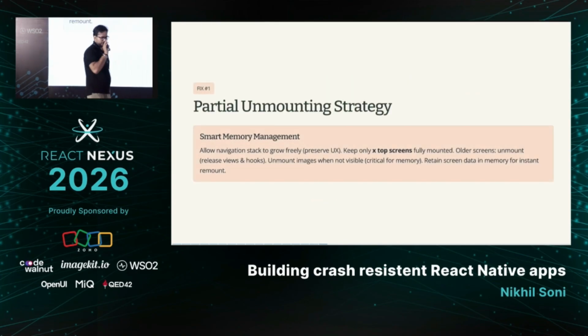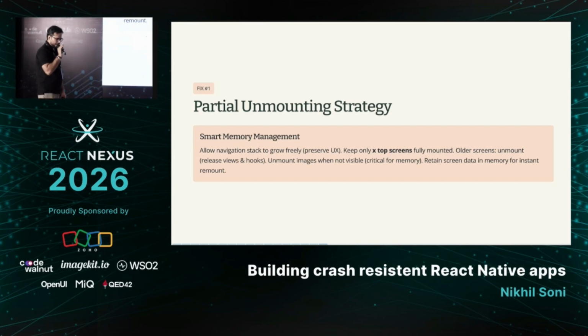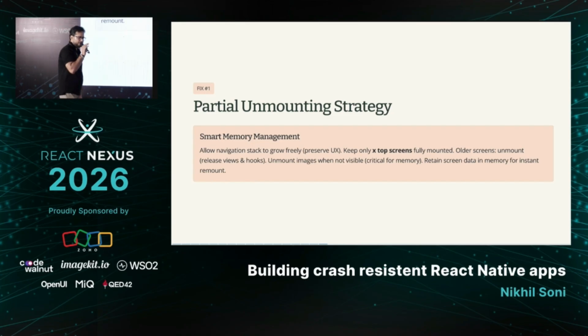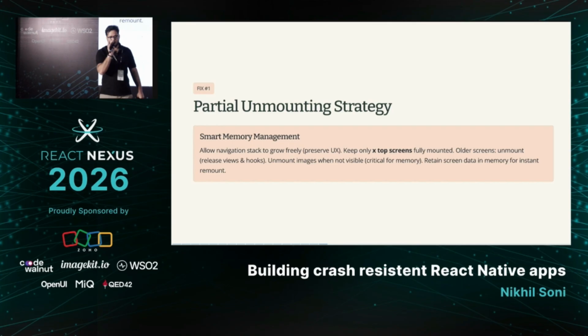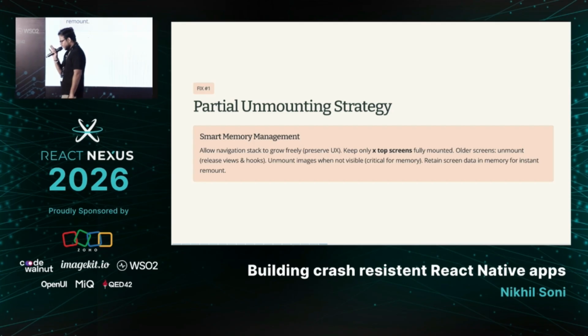So what was the strategy we had? It is called the partial unbounding strategy. Let's say a user can grow a stack to around 100, 120, 130 screens. To avoid that, what we did was keep only the top 10 screens in the stack and unbound the rest, so that whenever the user navigates the screens, they will just see the top 10 screens.